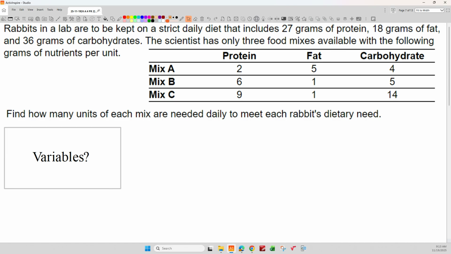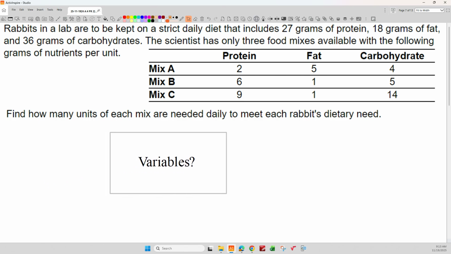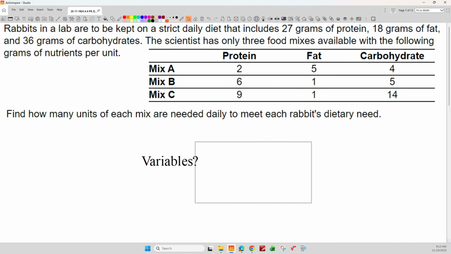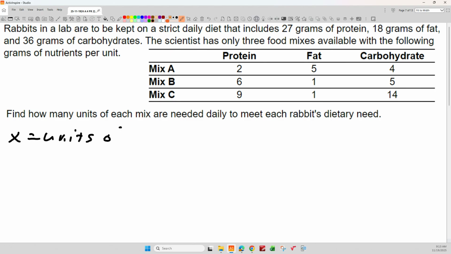Okay, here's the question. How many units of each mix? Units of mix A. Okay. Oh, where'd that go? Huh. I thought maybe I didn't write those down. Oh, well, that's all right. I gotta do some writing, darn it. Okay, so X units of mix A, Y units of mix B, Z units of mix C. Okay.